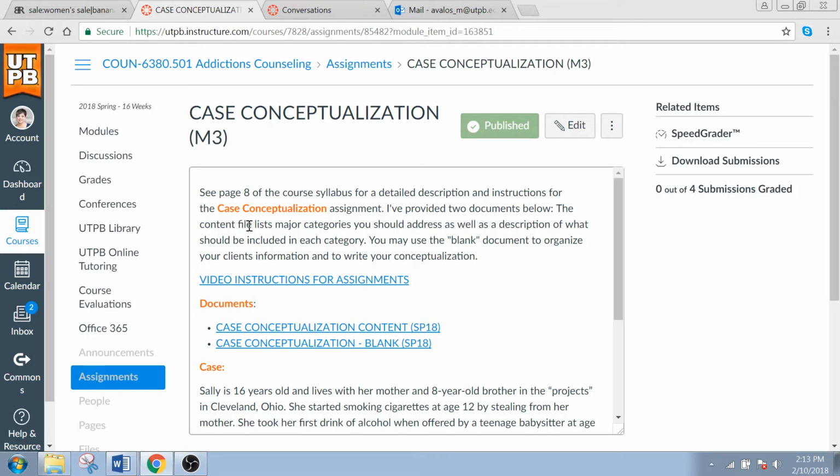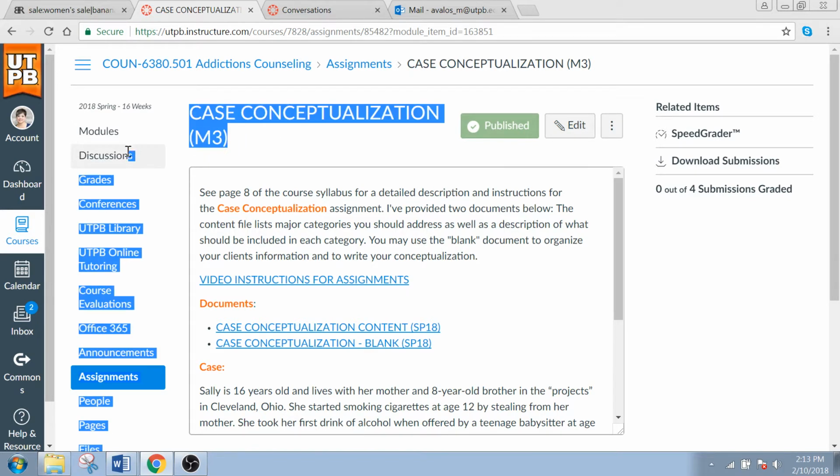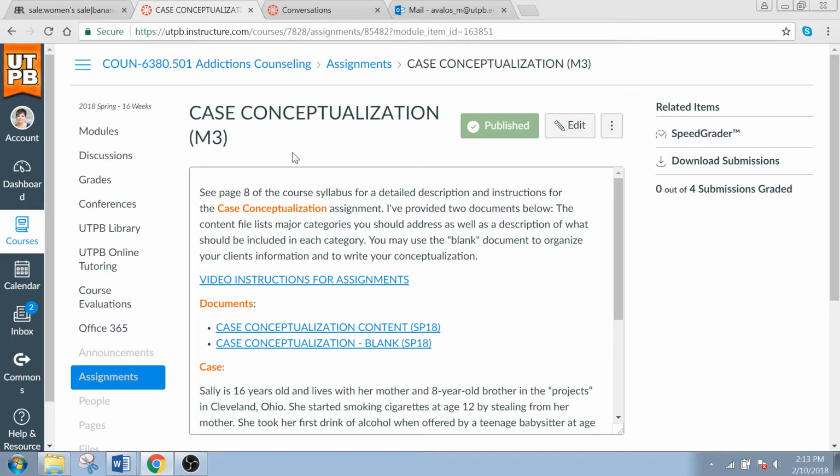So this is what it will look like. The assignment is specifically called the case conceptualization. You know which one it is because it'll have the module number here. In this addictions class, the first case conceptualization happens to be in Module 3. In another class, it may be Module 4, but like all my other classes, I try to format these assignments exactly the same so there's no real question.